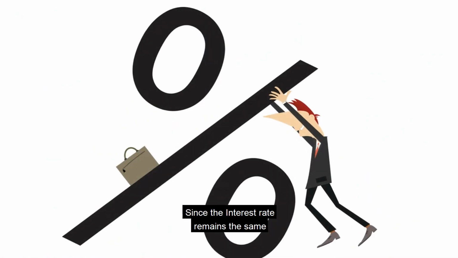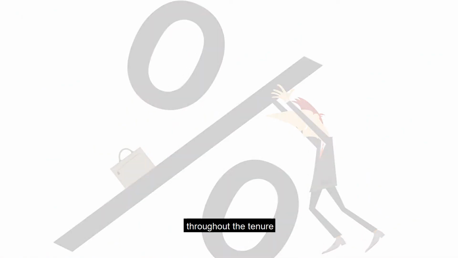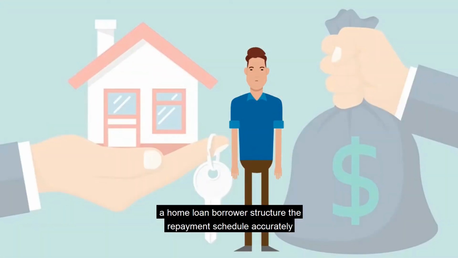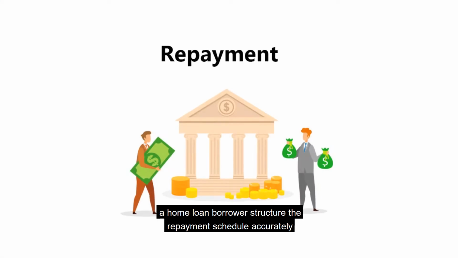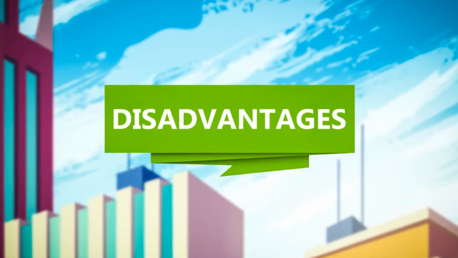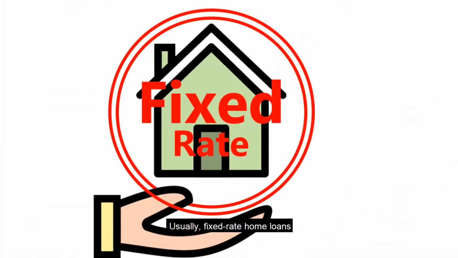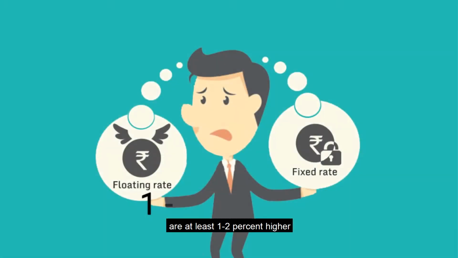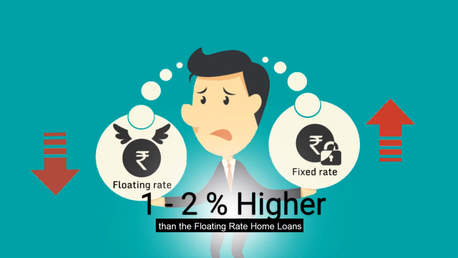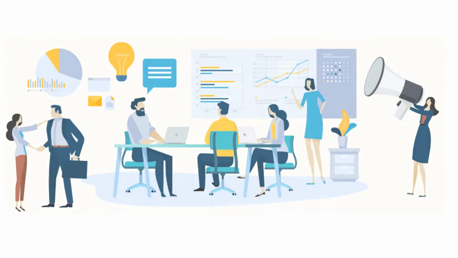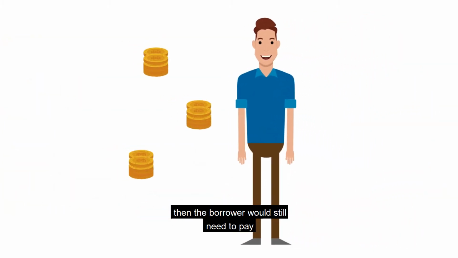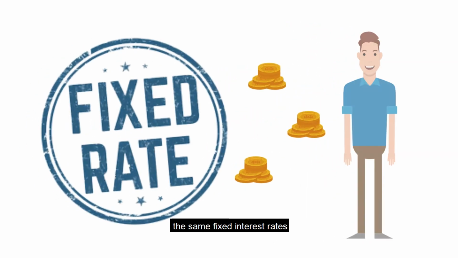Since the interest rate remains the same throughout the tenure, irrespective of the market conditions, a fixed rate home loan helps a home loan borrower structure the repayment schedule accurately. Usually, fixed rate home loans are at least 1 to 2% higher than the floating rate home loans. And in case there is any fluctuation in the market scenario and interest rates reduce, then the borrower would still need to pay the same fixed interest rates.